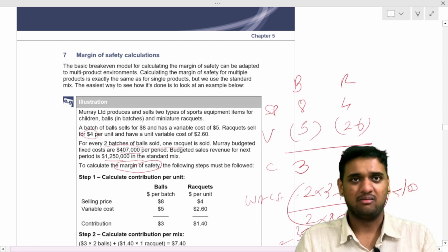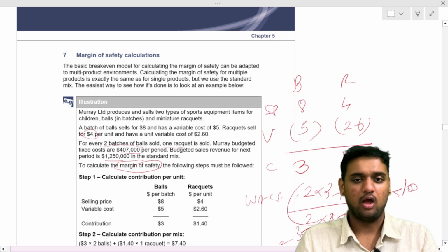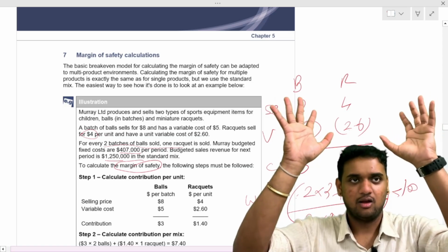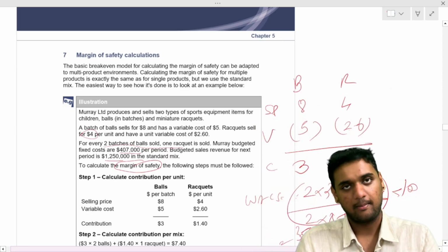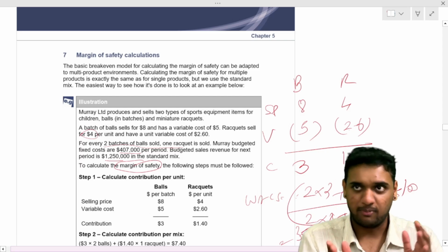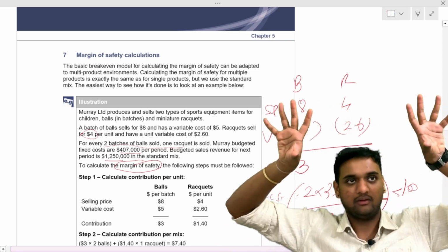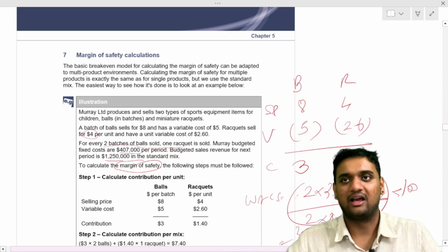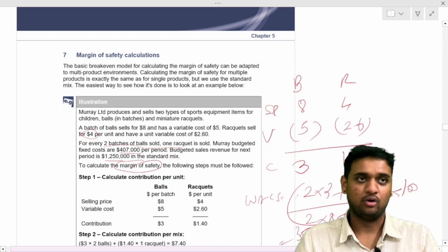But I will ask you a question. Margin of safety is 1,50,000. How much of balls should I sell? 1,50,000 is total sales. How much of the sales pertains to balls and how much pertains to rackets? Total inclusive is 1,50,000. How much is balls and how much is rackets? Tell me the amount.